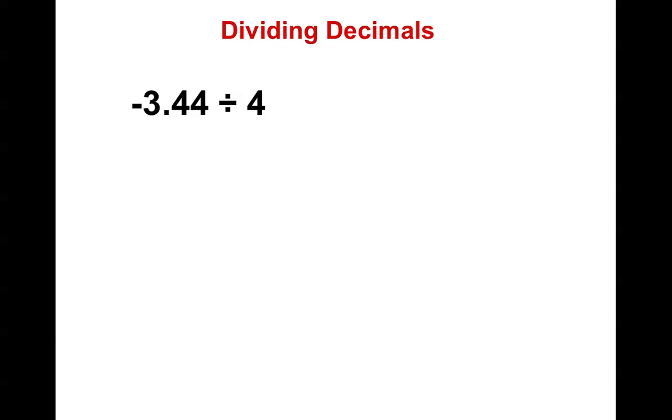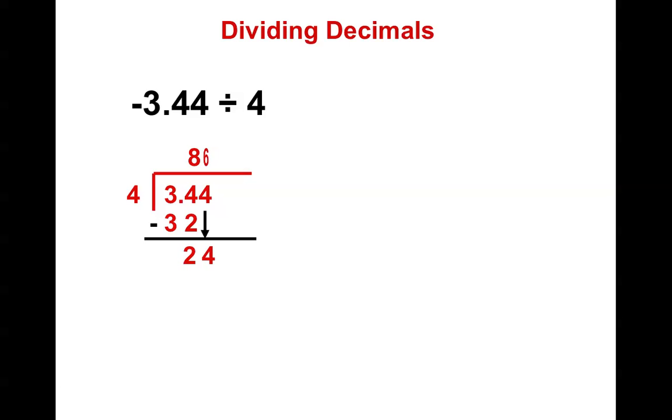As we get into this chapter, we're going to have positives and negatives. So if we don't want to have to draw the picture, we just remember the pattern. And remember, the decimal goes straight up. So if you were to divide 3 and 44 hundredths into 4 groups, there would be 86 hundredths in each group. Negative divided by positive equals negative.